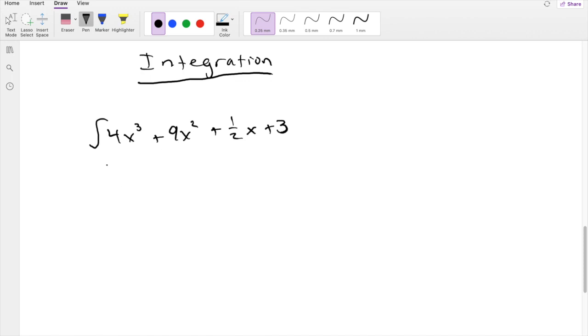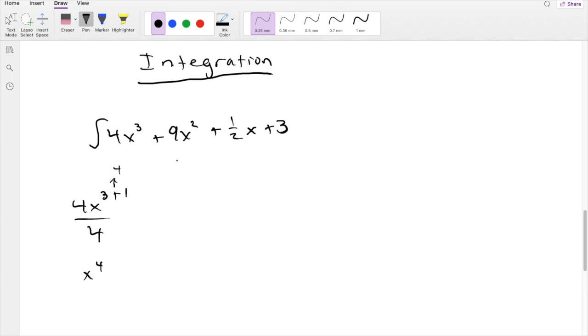So let's get started on the first term, 4x cubed, using the anti-power rule. We're going to add 1 to the power of 3, making it 4x to the 4th power, and then divide the coefficient by 4. This turns our first term into x to the 4th power.